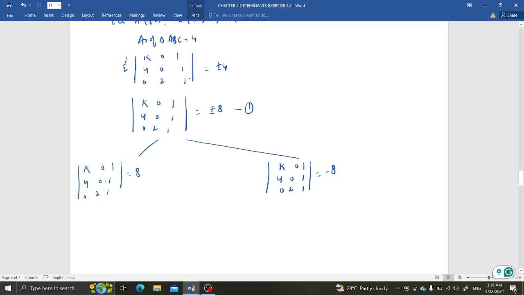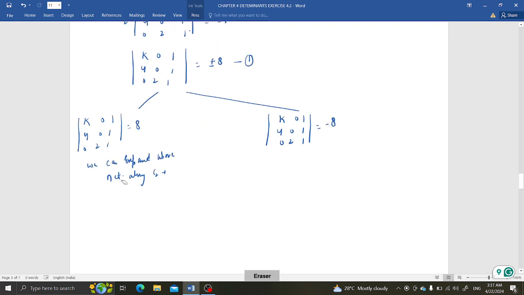Here you can observe that the maximum number of zeros is in the second column, so we can expand this determinant along the second column. We can expand the above determinant along C2. Okay, so along C2.